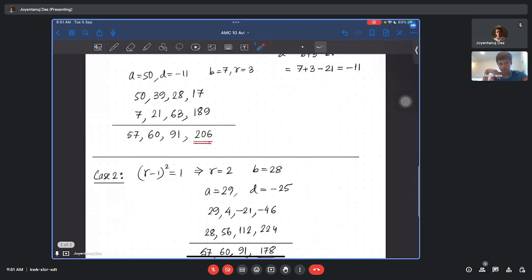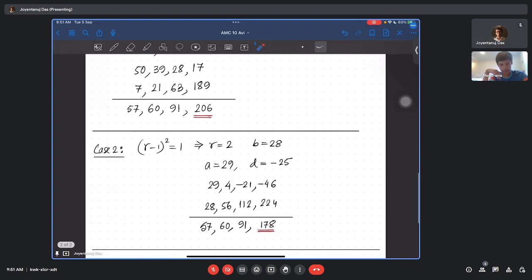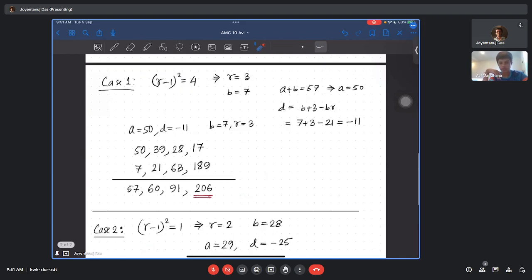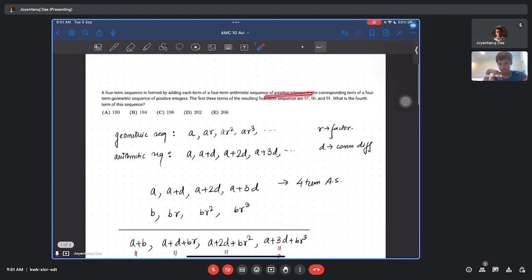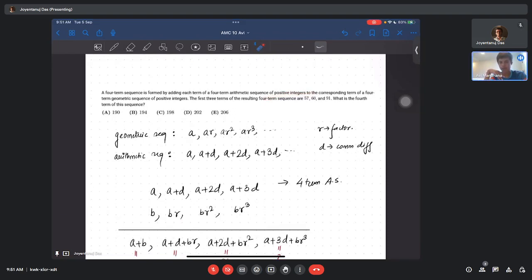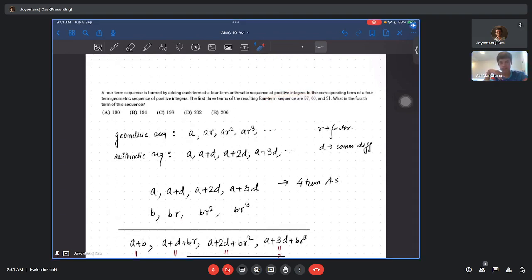So why will case two not work? That is clear. Because these are negative integers, but in the question they are asking for an arithmetic sequence of positive integers. Okay, so our option is option E.